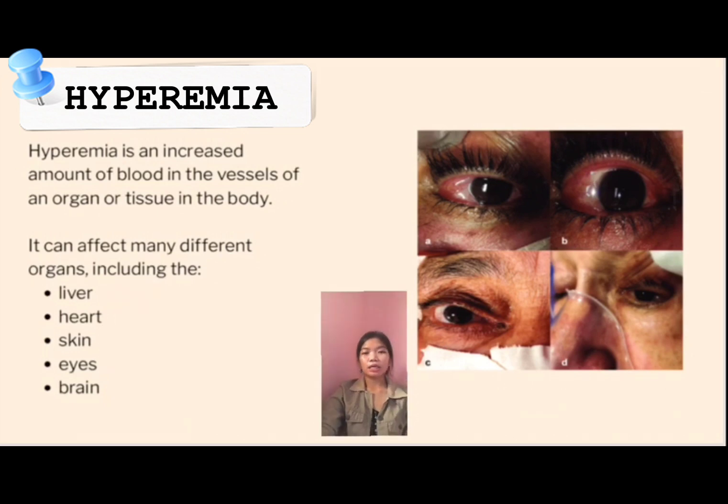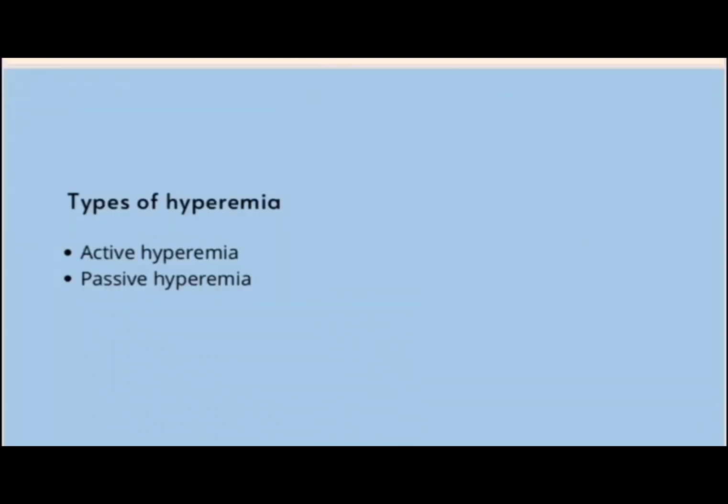Hyperemia. So what is hyperemia? Hyperemia is an increased amount of blood in the vessels of an organ or tissue in the body. It can affect many different organs including the liver, heart, skin, eyes, and brain. There are two types of hyperemia, active hyperemia and passive hyperemia.